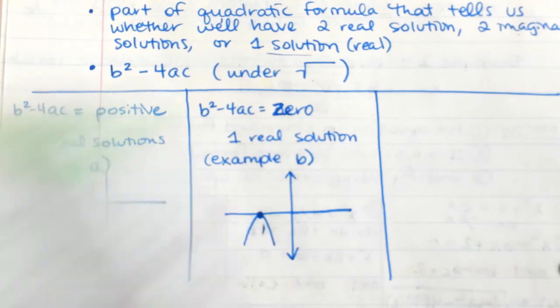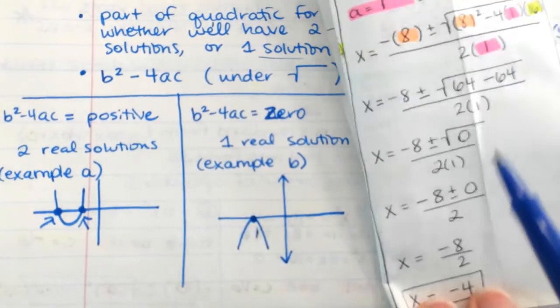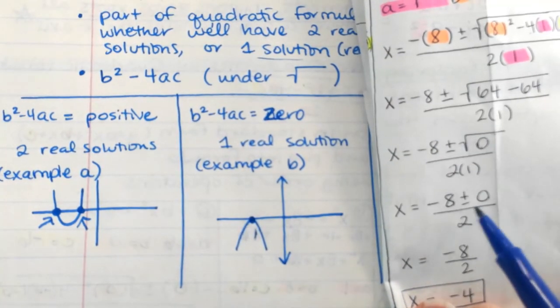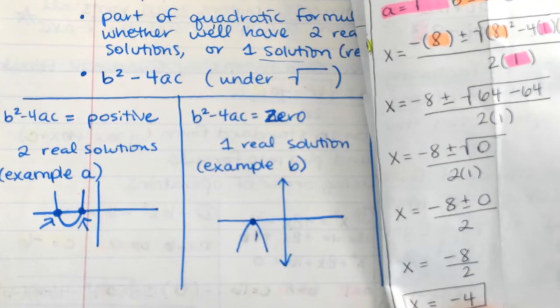All right, and we saw that on the previous page. This was the example that we did. And so when we ended up with 0 in there, we basically ended up with just one solution in the end, one real number.